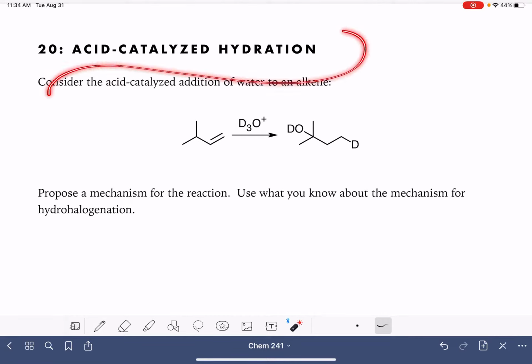On this worksheet, we're going to be practicing the acid-catalyzed hydration reaction. First thing you might be noticing, what the heck is this D3O+ thing?